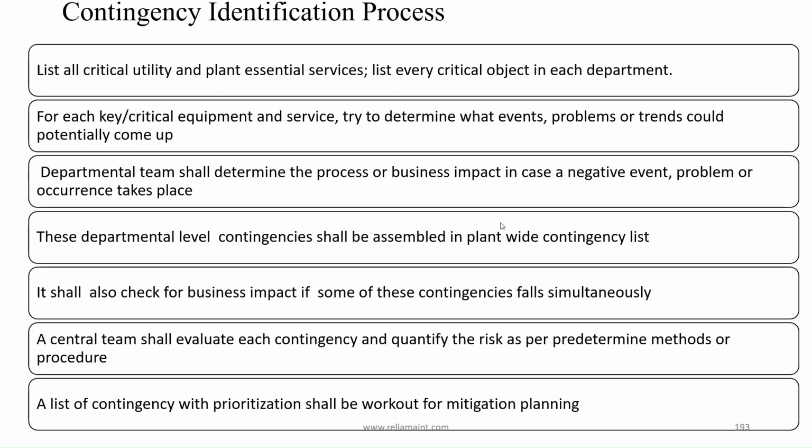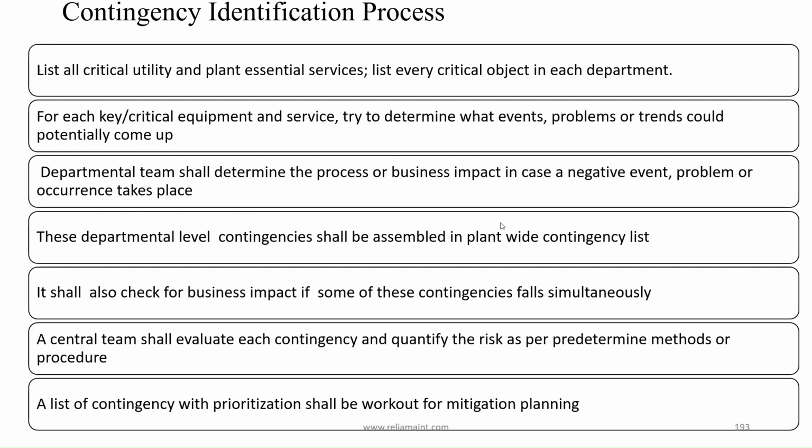List all critical utility and plant essential services. List every critical object in each department. For each key/critical equipment and service, try to determine what events, problems, or trends could potentially come up. Departmental team shall determine the process or business impact in case a negative event, problem, or occurrence takes place. These departmental-level contingencies shall be assembled in plant-wide contingency list.